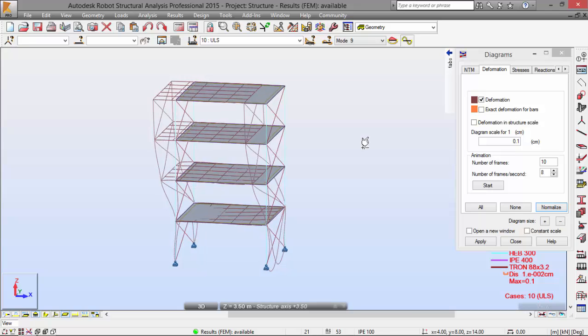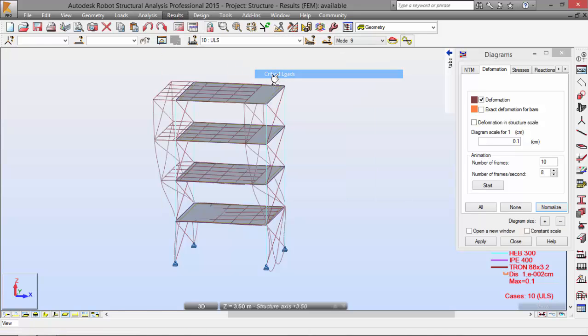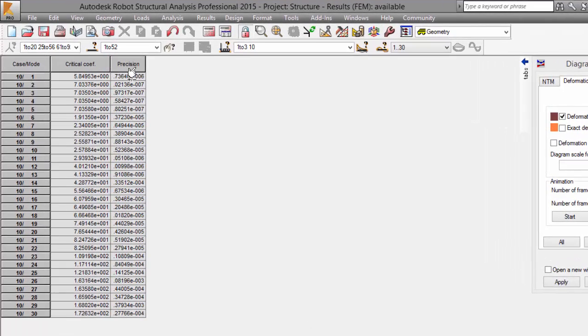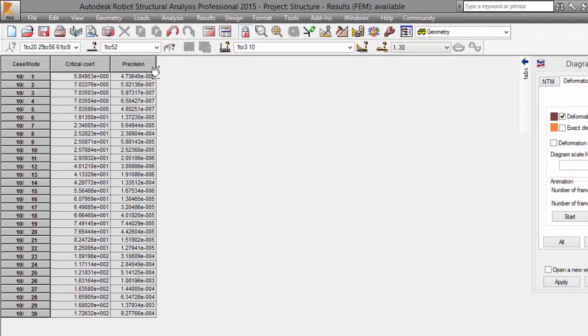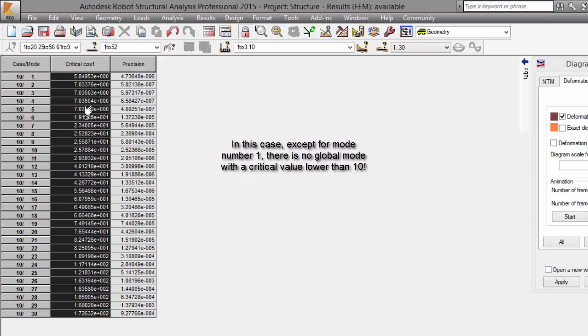So in this way you can find and you can see which modes are local and which modes are global. For the global modes, you have to make sure that the critical load coefficient doesn't have a value less than 10. You can check that here.